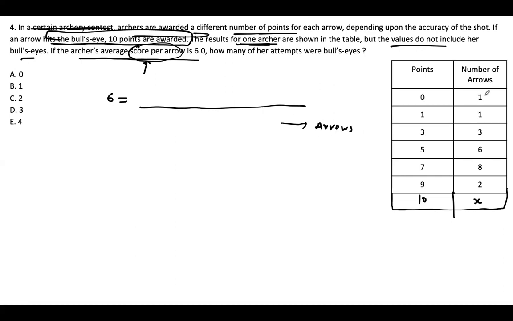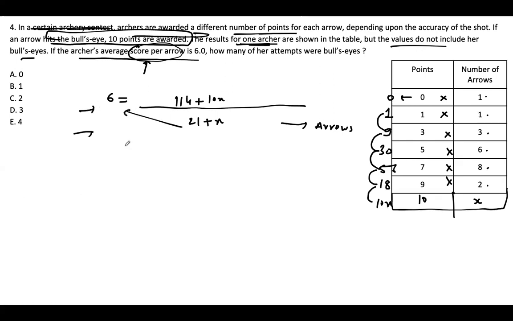The number of arrows would be 1 plus 1, 2 plus 3, 5 plus 6, 11 plus 8, 19 plus 2, 21 plus x. Here it won't be a weighted average, it would be the sum of all samples. What is the sum of all samples? 0 into 1, 1 into 1 is 1, 3 into 3 is 9, 30, 56, 18, 10x. So 10 plus 30, 40 plus 56, 96 plus 18, 114 plus 10x. You solve and get the value of x.